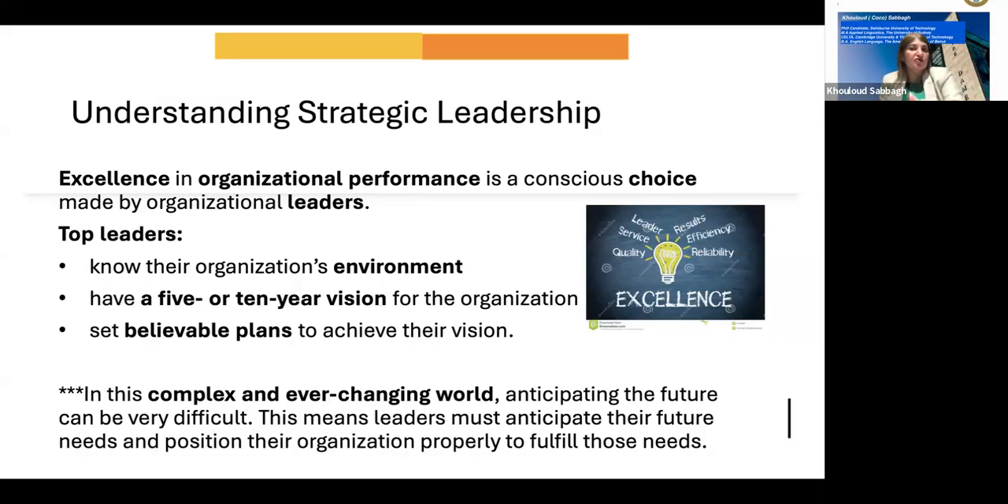Top leaders know their organization's environment. Again, someone was talking about environment. If you don't understand the organizational environment and you're trying to set all these planning and strategies for them, you're working towards one direction and your team is going somewhere else. So understanding your environment, the culture that you work in, is important for top leaders when they are setting strategies. They have a 5 or 10-year vision for the organization, and they set plans that are achievable for these visions.